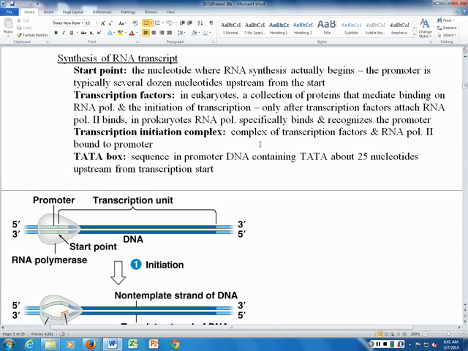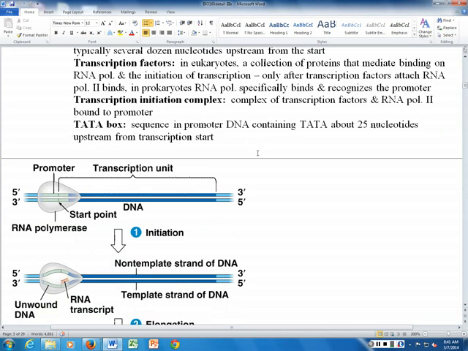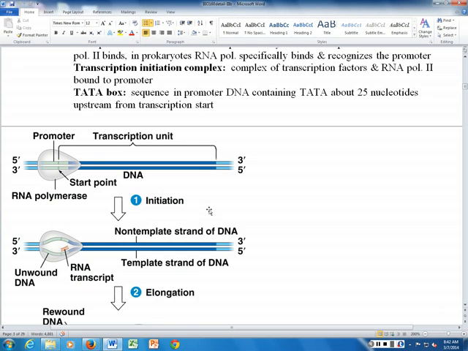So then you have your transcription initiation complex, which is the transcription factors, the RNA polymerase bound to the promoter. In your promoter, one of the things they found is there's this DNA sequence that they call a TATA box, that contains a bunch of TA sequences, about 25 nucleotides upstream from the transcription start. Somebody must not have wanted their name on something, that they called it a TATA box instead of whatever their name was.